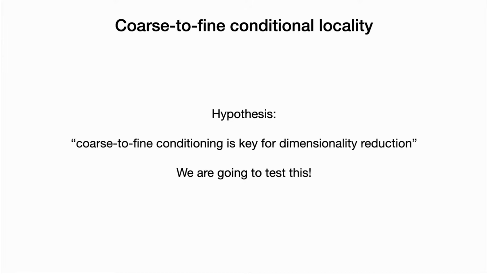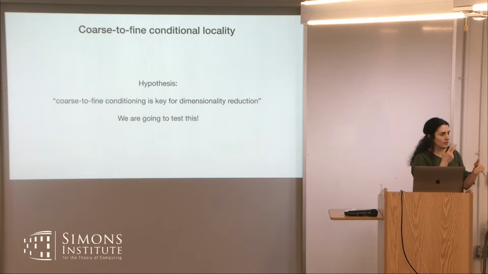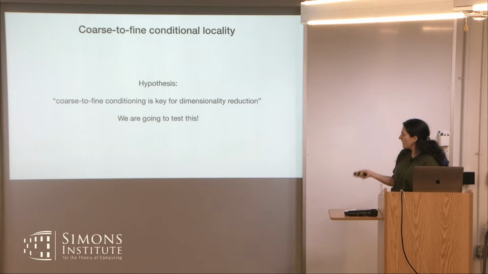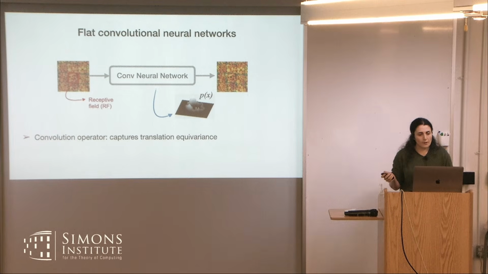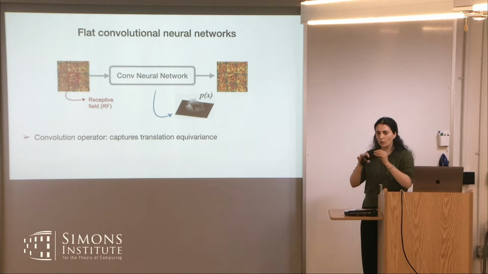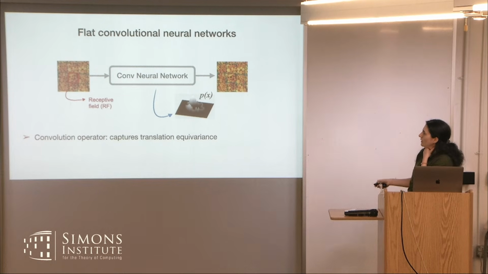Okay, so in this work, the hypothesis was that the coarse-to-fine conditioning is key for dimensionality reduction. So basically, we are claiming that the density of the details is not actually low dimensional, but it can become low dimensional if you condition on the coarser stuff. Okay, so this is just a hypothesis, and we need to test this, right? So in order to test this, we are going to remove the whole coarse-to-fine conditioning from the architecture. And in order to do that, we basically make our neural network flat, right?